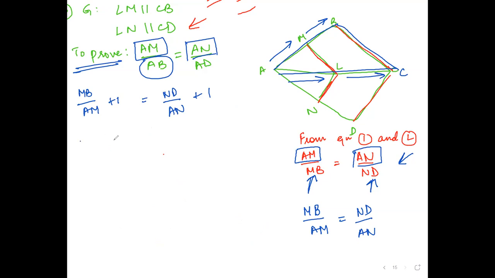So now I'm taking the LCM. So LCM is AM. So 1 time it will go, so 1 into MB is MB. And in this 1 in the denominator, it will go AM time, and AM into 1 is AM. So this is what I'm getting here. Similarly, AN is the LCM here. So this is 1 time going, so ND, and this is AN time going. So AN into 1 is again AN.